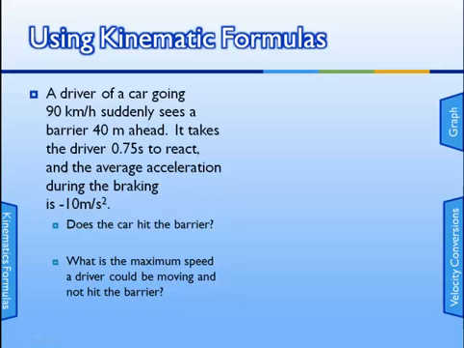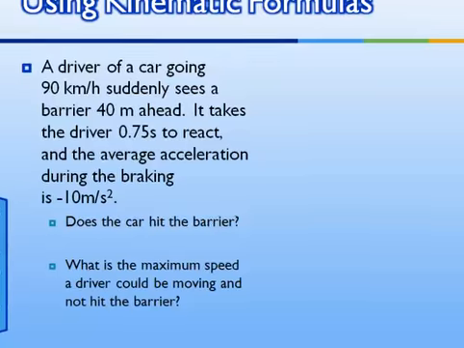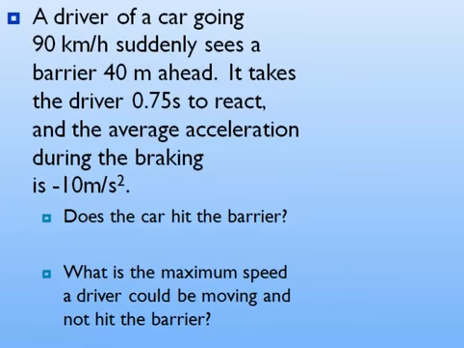Let's look at one more situation. In this situation, we've got a driver of a car traveling at 90 kilometers per hour, must be a Canadian or something, and suddenly sees a barrier 40 meters ahead. The driver takes 3/4 of a second to react, and once he reacts, he hits the brakes and slows down consistently at 10 meters per second every second, which we indicate using -10 meters per second squared.